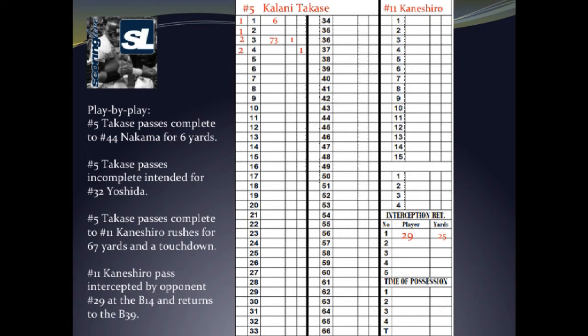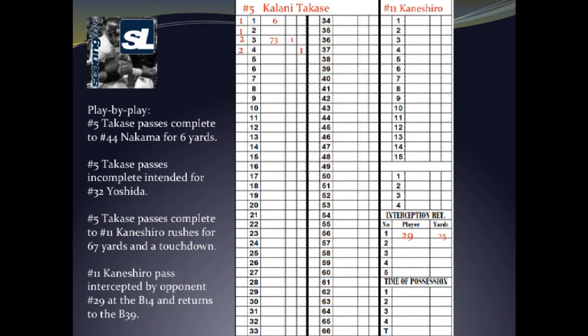So now, the fourth play. Okay, so now we're at 2 for 3. 73 yards, and a touchdown. So the fourth play, Kanashiro now. Oh, shouldn't be. Okay, let's just change that. Let's make that Takase. Pass is intercepted by the opponent. Number 29 is the opponent. He catches it at the B14 and he returns it to the B39. So in this case, it should be Takase. He threw an incompletion. He wasn't a completion. He threw it to the other team. So the number remains 2. But now you have to credit him with an interception.